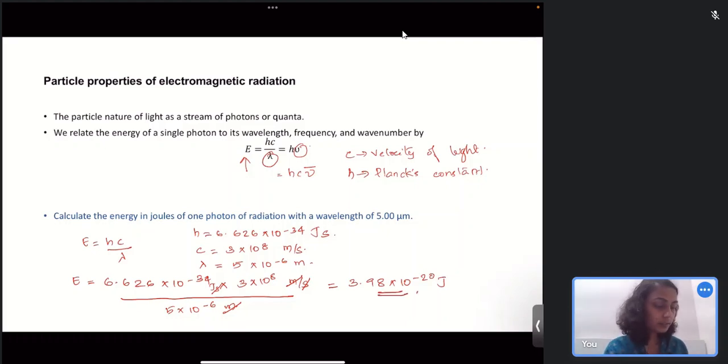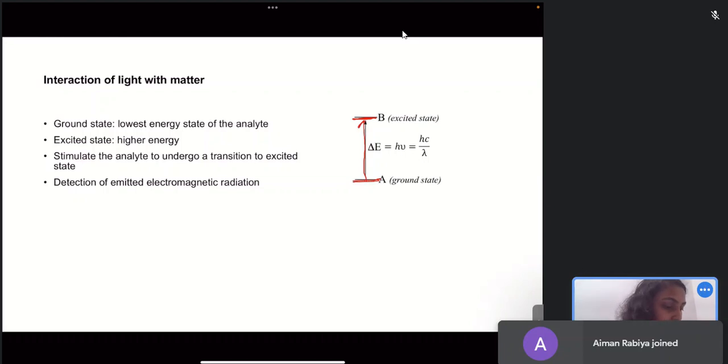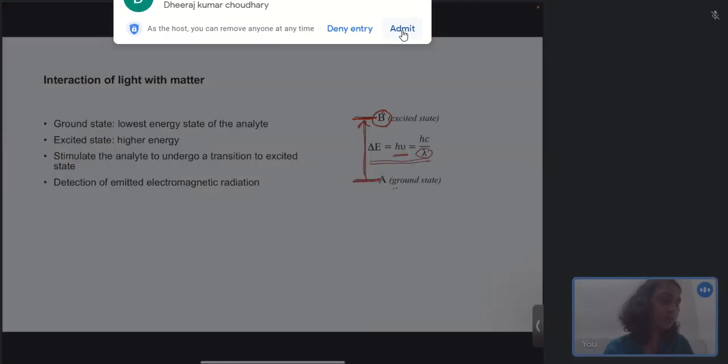Okay, then yeah, so we had seen how the interaction of light with matter happens. There is a low energy ground state and a high energy excited state, and we stimulate the analyte to undergo a transition from ground state to the excited state, and we detect the electromagnetic radiation emitted while the analyte is coming back from the excited state to the ground state. From this we can calculate the energy gap between the ground state and the excited state, the energy of the electromagnetic radiation that comes out, from which we can calculate its frequency or its wavelength.